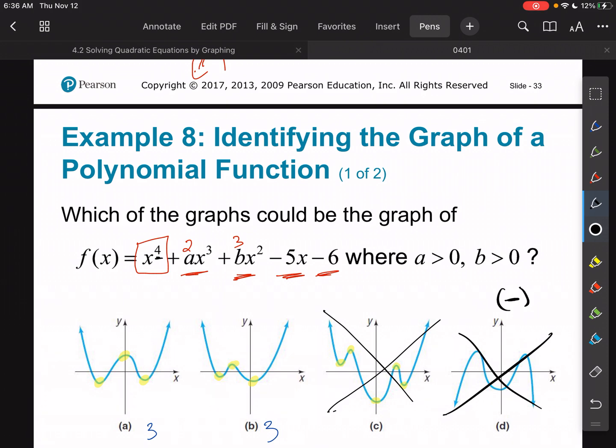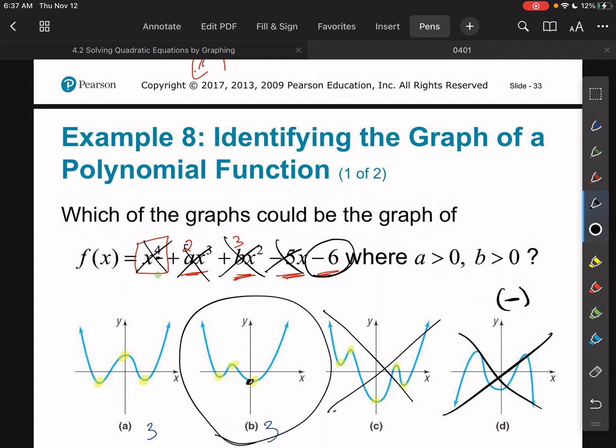And now we're down to these 2 graphs. The next thing I would want you to think about is, what's my y-intercept? These pictures have different y-intercepts. If you plug a 0 in for all of your x's, then this goes away, this goes away, this goes away, this goes away. If I plug a 0 in, I'm at -6. So which one of these crosses at -6? Answer B. Okay, so that is going to be my answer, and that is how I found it without fully graphing it.